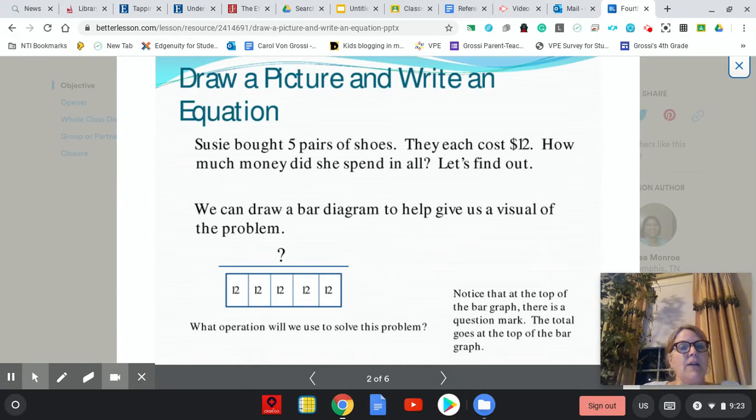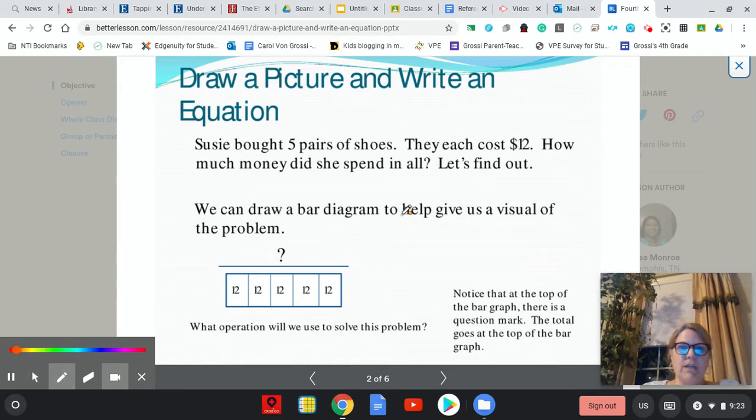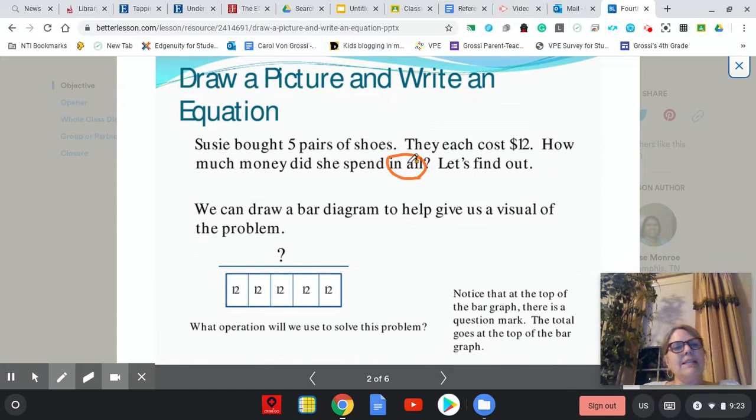Susie bought 5 pairs of shoes. They each cost $12. How much money did she spend in all? So here we go. Right there is a keyword. Let's find out. Okay. So already, because it's "in all," we know that we are likely going to be doing either addition or multiplication, one of those two, right? We're putting together.